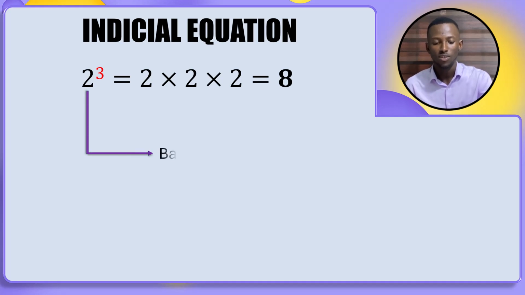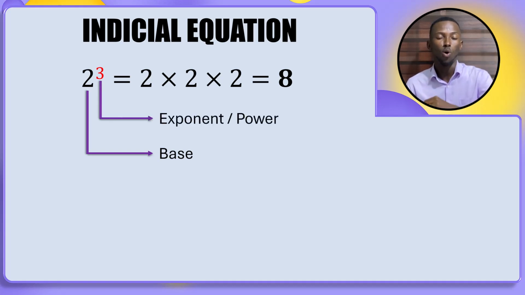In that same lesson, we established that in this example on the screen, the 2 is known as the base, and the 3 on top is known as the exponent or the power, which is also called the index. So this can be read as 2 to the power 3, or 2 to the exponent of 3, or 2 index 3. Those lessons were quite easy and understandable. So if you have not watched them yet, you can watch them before you continue with this lesson.